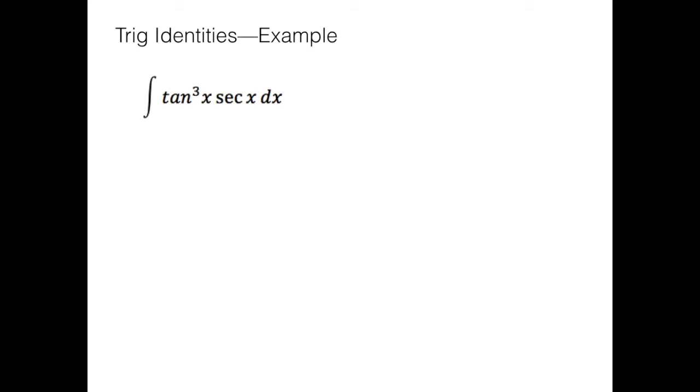So is there a way to maybe make this simpler or make it not a product? There actually is a way. If we pull out tangent squared x, we can use our identity to substitute secant squared x minus 1 for that to make the integration a bit simpler here. And so what we do is we distribute tangent x secant x dx, and we get actually two integrals.